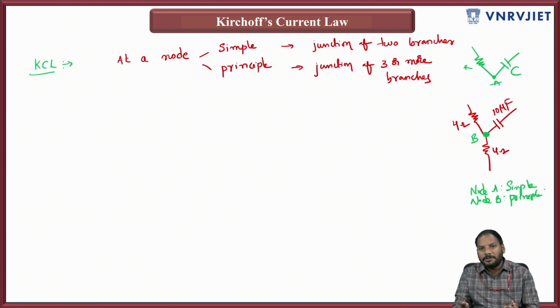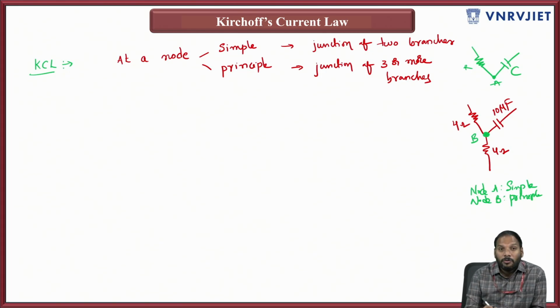So this is the basic information about the two different types of nodes that appear in network analysis, right? Immediately you can ask one important question: whether KCL is possible to apply at the simple node as well as the principal node. Granted, you can apply KCL at any node, either at the simple node or at the principal node, right?